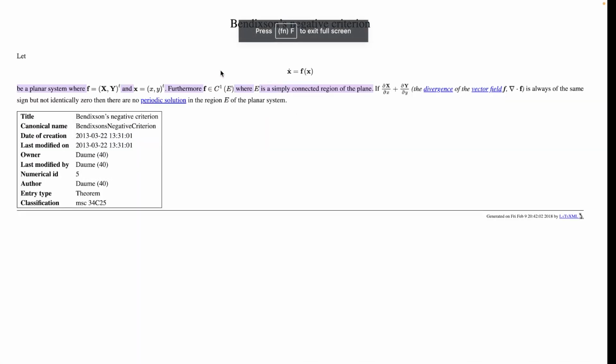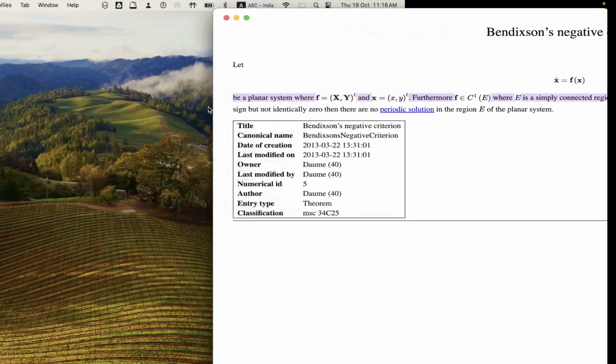Here, in a planar system, x dot equals small x, small y, this F, where F is a continuous function with first order partial derivatives in the region E, then ∂X/∂x plus ∂Y/∂y is the divergence of the vector field F. This is the vector field F, equal to (X, Y). If this is always of the same sign but not identically zero, then there is no periodic solution in the region E of the planar system.